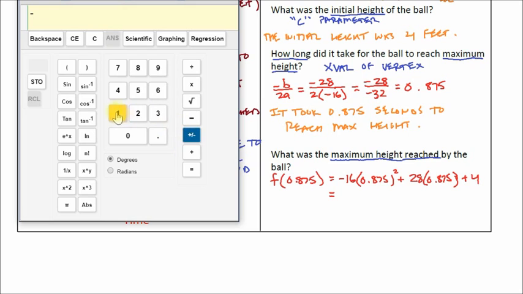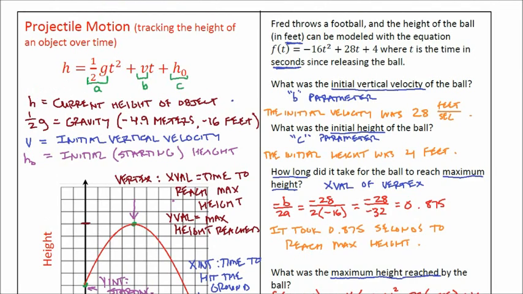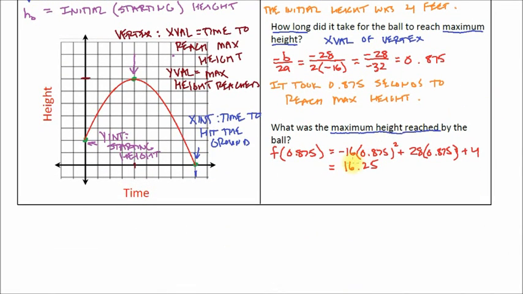So I've got negative 16, and then in parentheses 0.875. Oops, it's backspace. Close our parentheses. Let's square that. Then we've got plus 28, parentheses, 0.875, close parentheses. And now we've got plus 4 and press equal. We've got 16.25. Now think about it. This is the maximum height. Our height is being measured in feet. So the maximum height of this particular ball is going to be 16.25 feet, and I'm going to write that as a sentence.